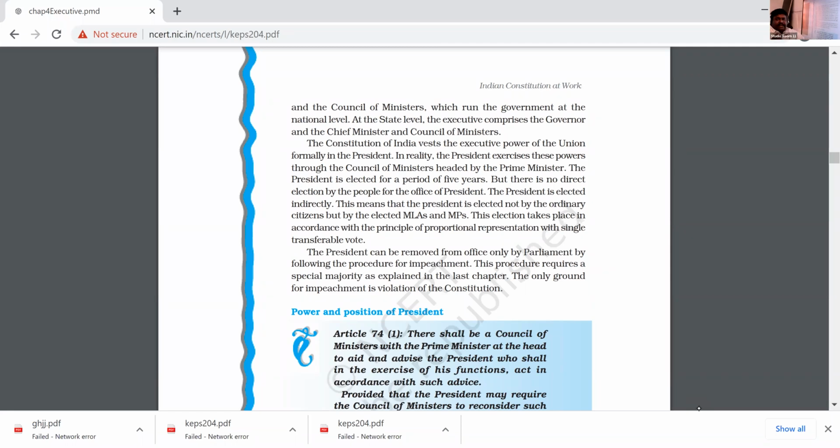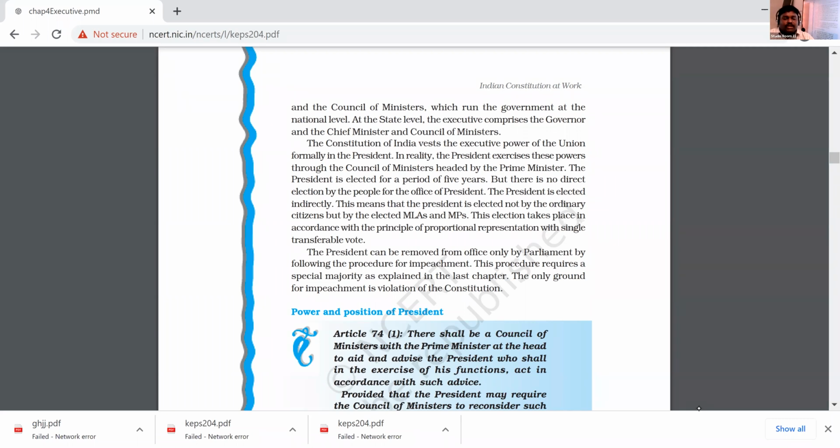Okay, so only the elected MLAs from the state legislature, MPs from the union, I mean the parliament, and MLCs, members of legislative councils, only those people have the right to cast their vote to elect the president of the country. This election takes place in accordance with the principle of proportional representation. So we already studied that. For Lok Sabha, we are conducting FPTP, the first past the post system. But in India, we are following the PR system also. It is called proportional representation.